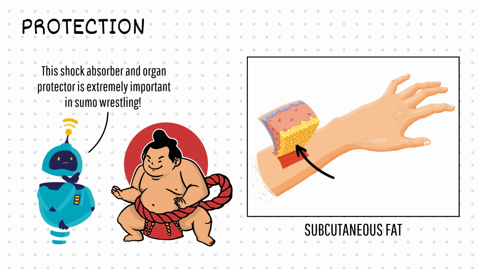Fats serve as shock absorbers and a protective layer for vital organs. In fact, 4% of our total body fat is reserved for this critical function. An example would be subcutaneous fat. This cushions your muscles and bones, protecting you from bumps and falls. It aids blood vessels and nerves in traveling from your skin to your muscles.